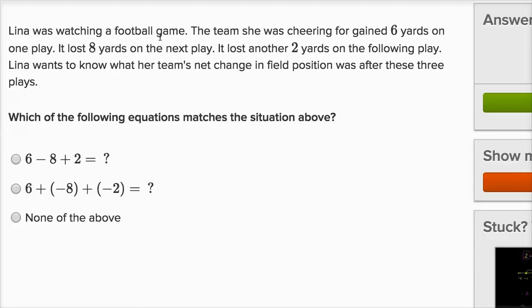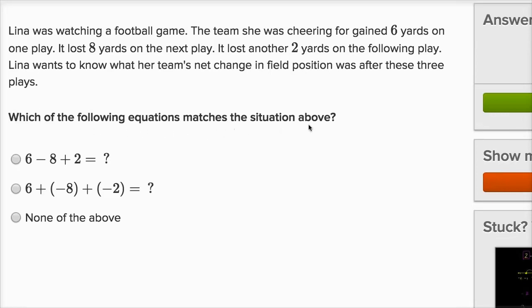Lena was watching a football game. The team she was cheering for gained 6 yards on one play. It lost 8 yards on the next play. It lost another 2 yards on the following play. Lena wants to know what her team's net change in field position was after these 3 plays. Which of the following equations matches the situation above?